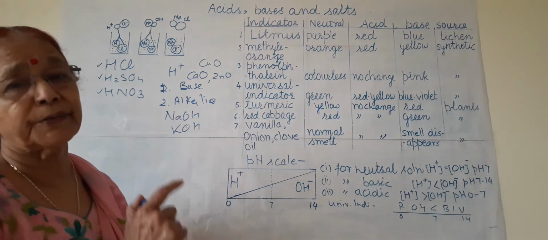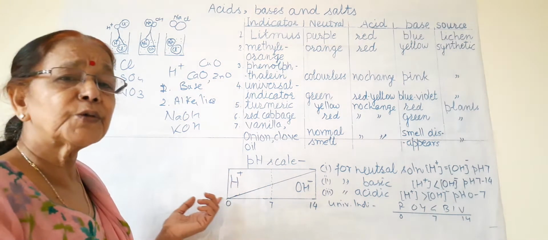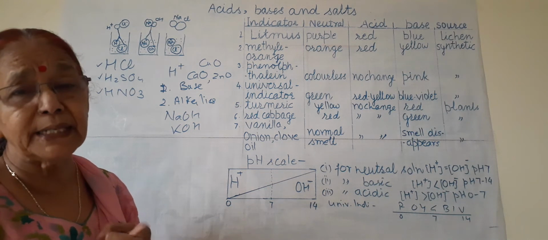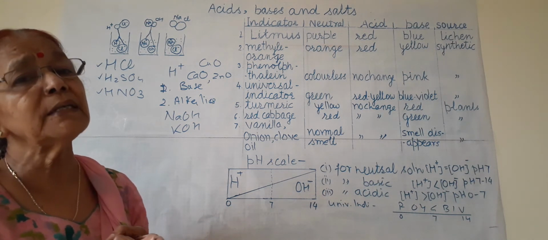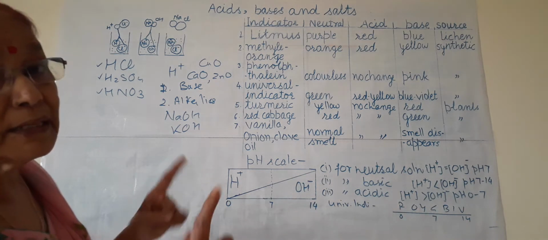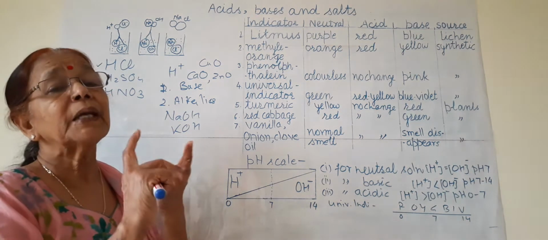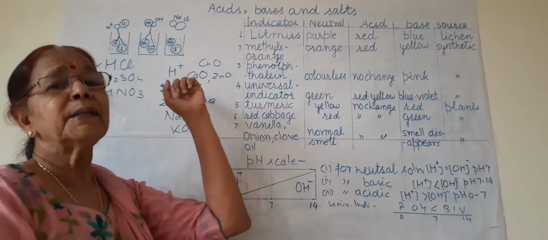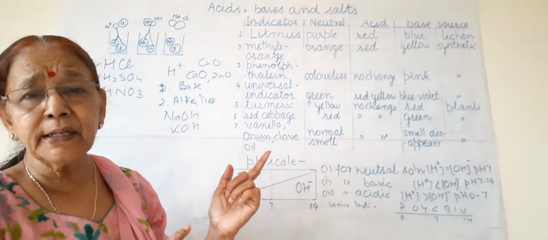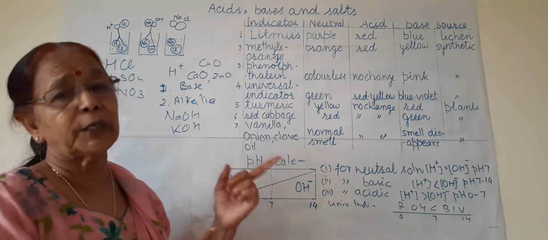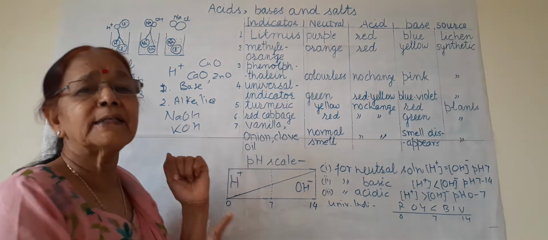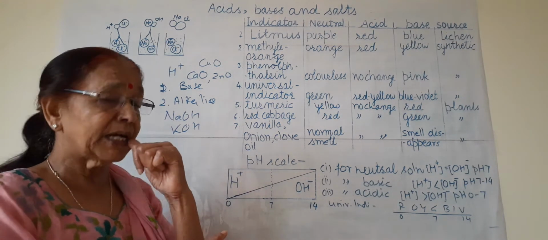Now what is salt? Salt, as I have just told, is formed by the combination of acid and base. And this reaction is known as neutralization reaction. When acid and base combine together, the hydrogen of acid is replaced by the cation of base, and a salt is formed and water is formed. When only water and salt are formed, then this is the neutralization reaction.